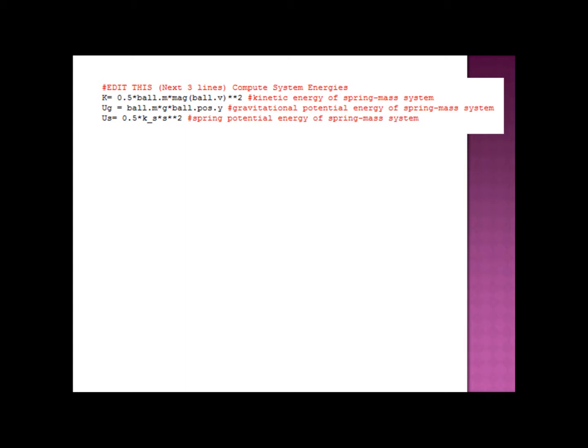Now for the system's energies. The energies that are present in the system are the kinetic energy, the gravitational potential energy, and the spring potential energy. The kinetic energy was calculated using the equation 1/2 mv squared. The gravitational potential energy was calculated using the formula mgh. And the spring potential energy was calculated using the formula 1/2 k, which is the spring's constant, times s squared, and s is the spring stretch or compression.